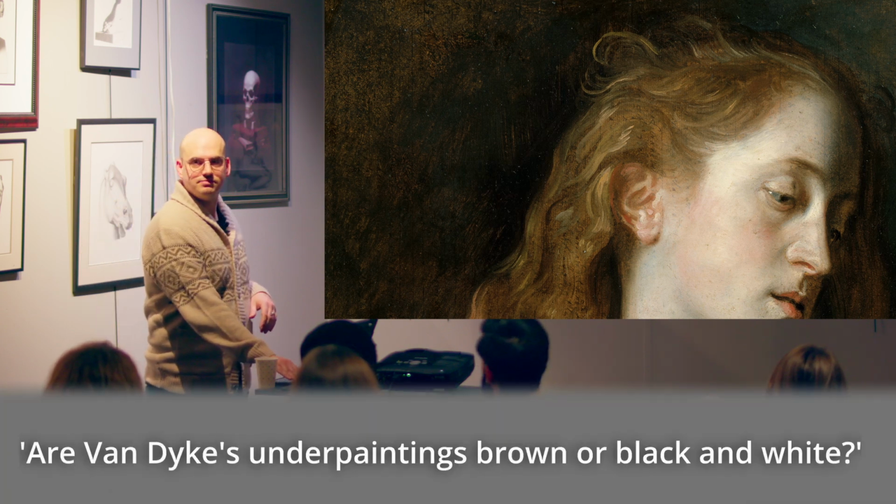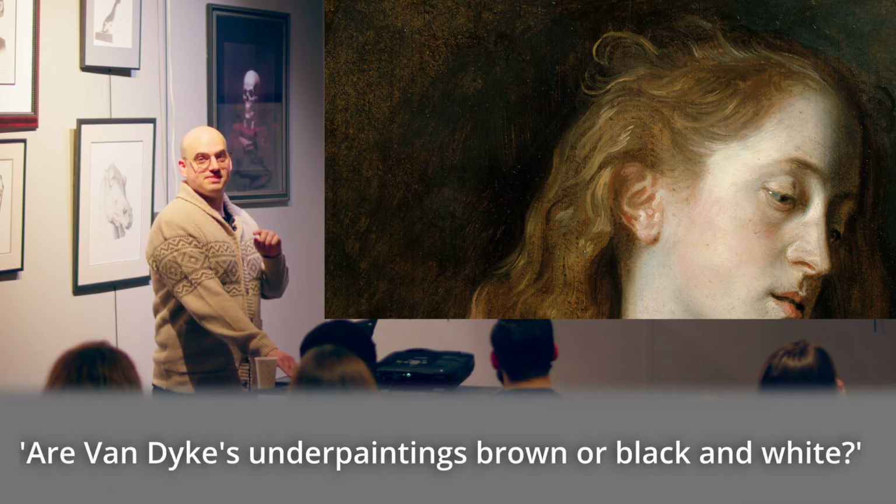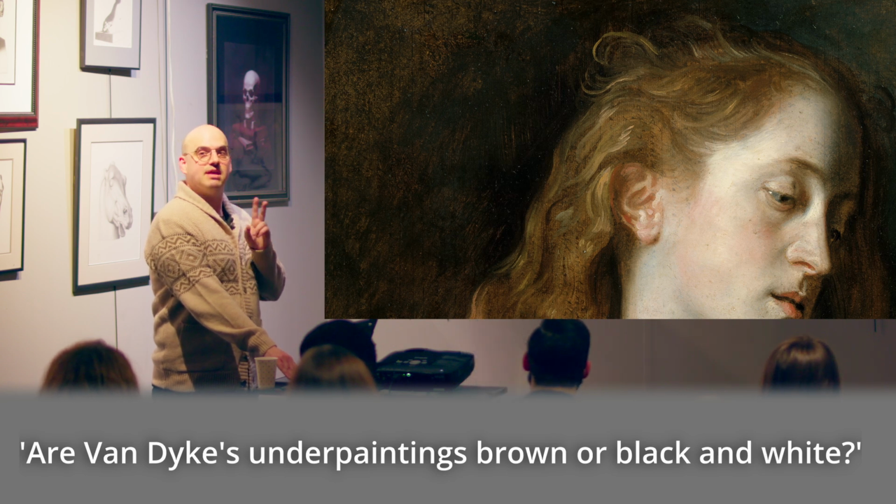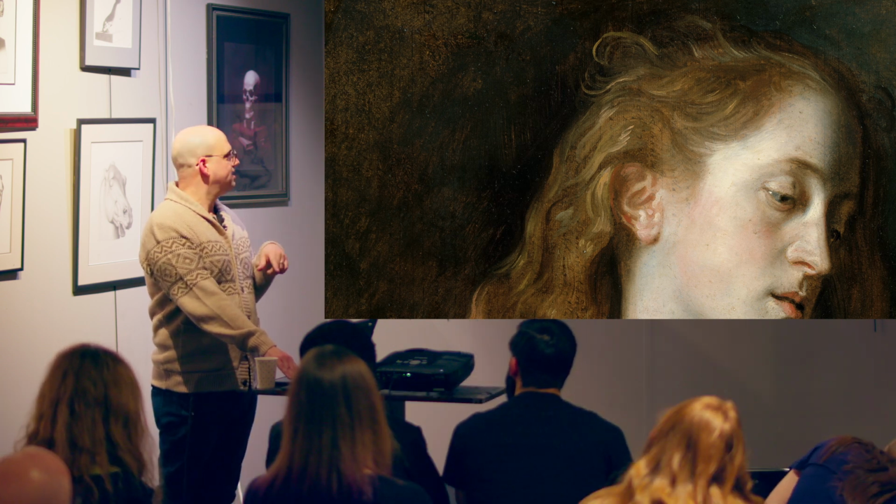So are Van Dyck's underpaintings brown? Or are they? Both. They're both brown and they're black and white at times. They kind of fluctuate.